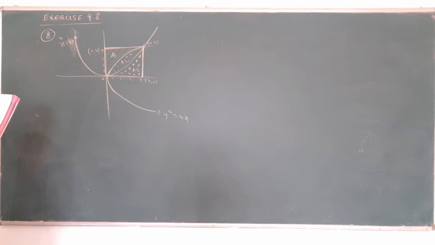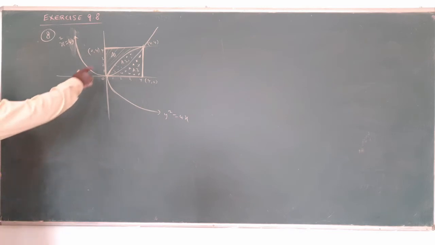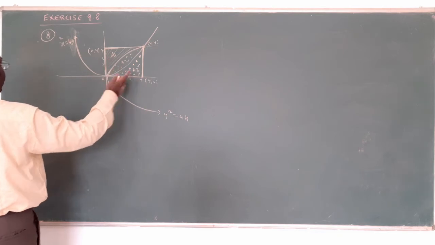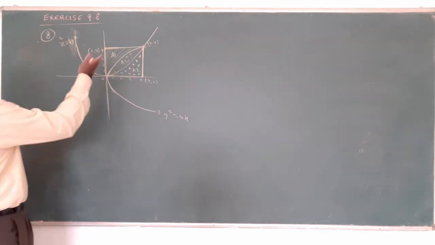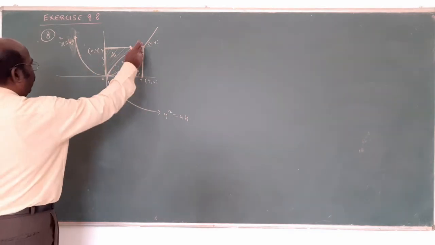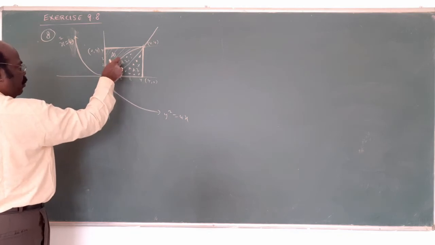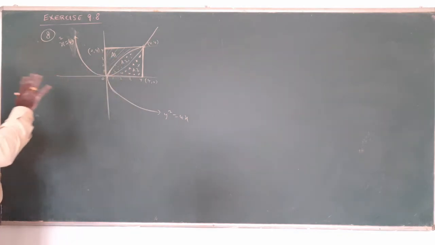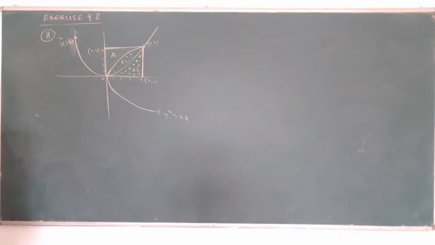First question: is it possible to divide? If so, find the area to be divided among them. It's possible to divide because x is coming. This parabola and this parabola include area A2. This is A1, this is A3. The square is divided exactly into 3 parts.